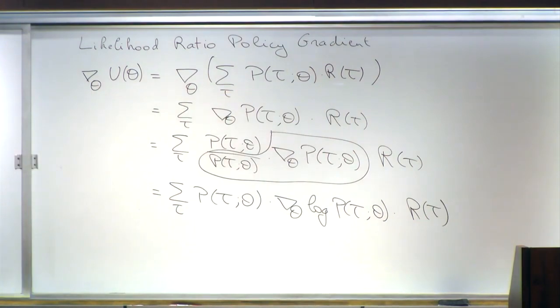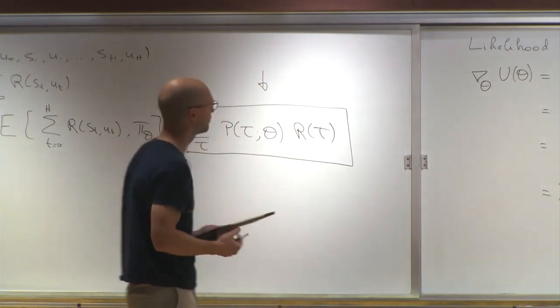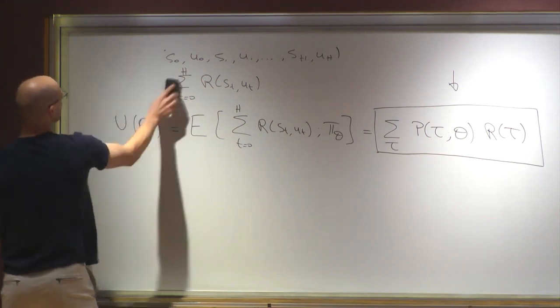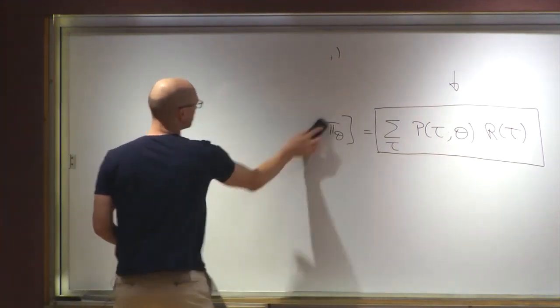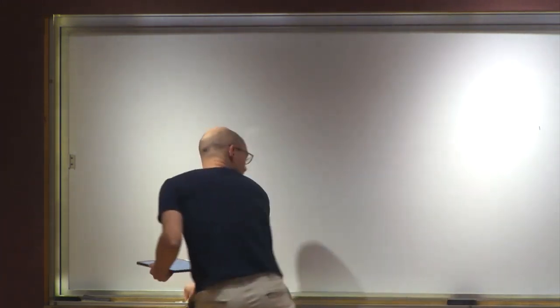Now, typically, there's a very large number of trajectories that are possible. And summing over all possible trajectories in continuous space, integrating over all possible trajectories is impractical. So we're going to have to use a sample-based approximation of this. Can people see the bottom of the board from the back? It's fine. Great. We can do a sample-based approximation.